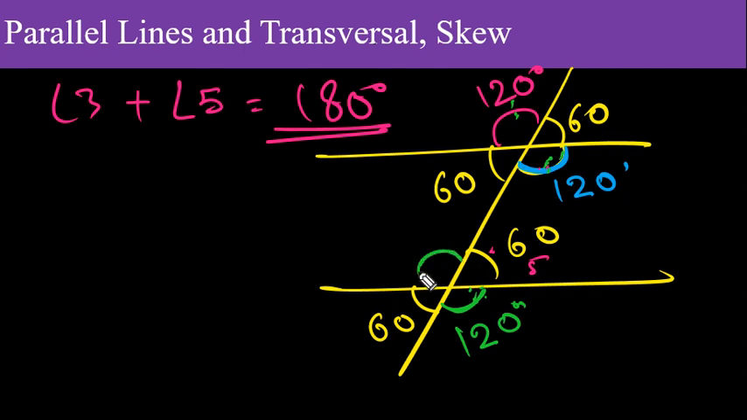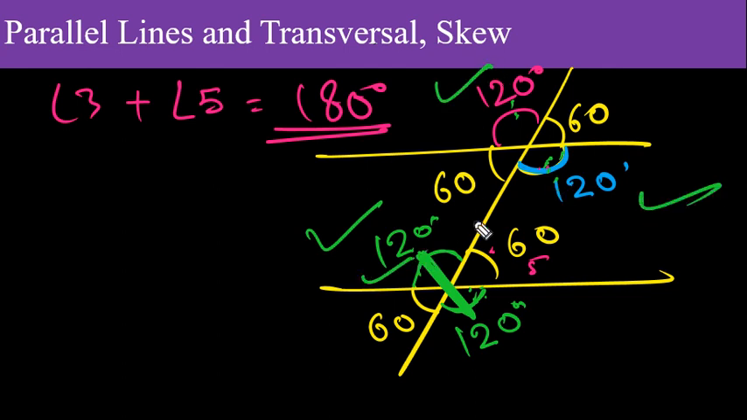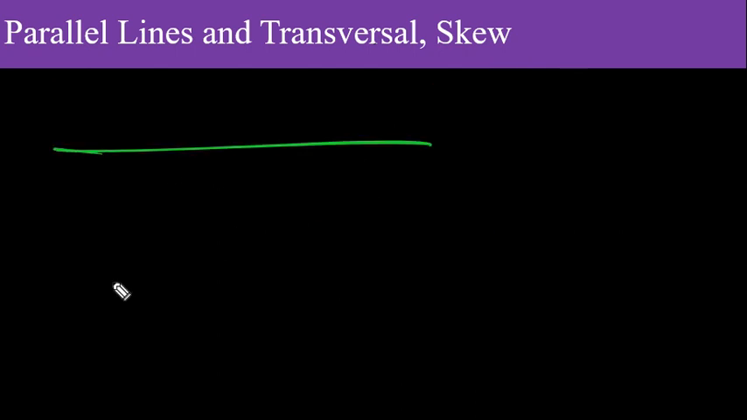What about this one? 120, vertical angles. Okay, vertical angles, corresponding angles, alternate interior angles. So there are multiple things which you can confirm. Okay, let's try one more.